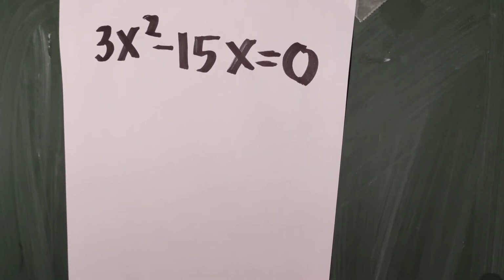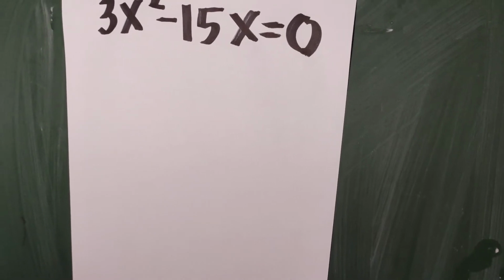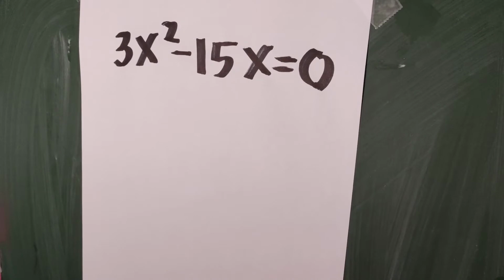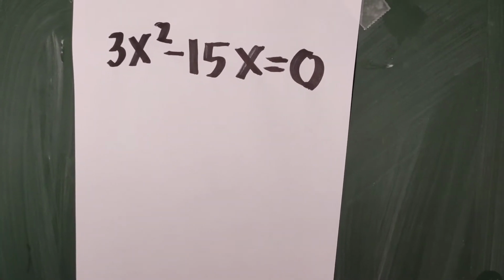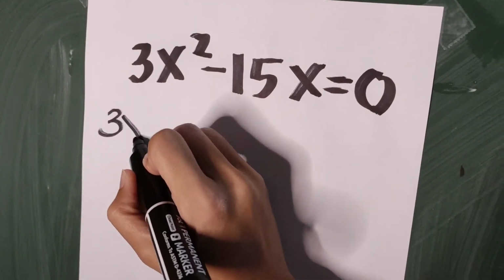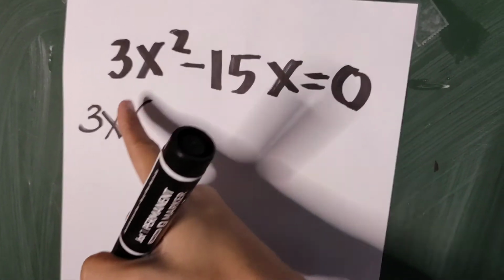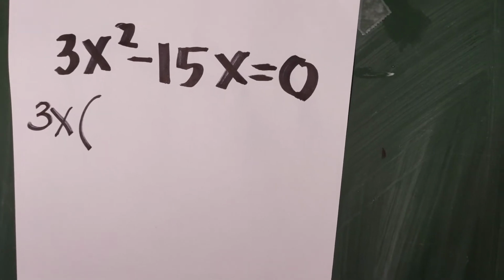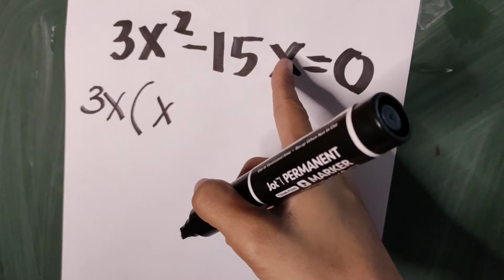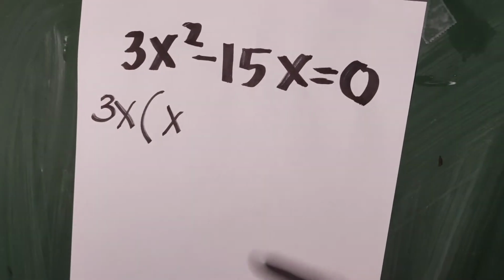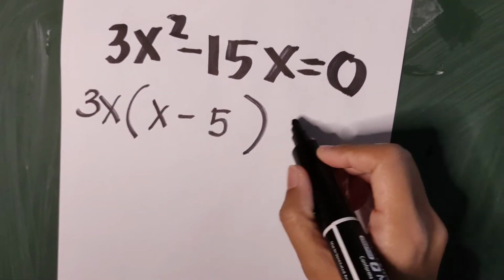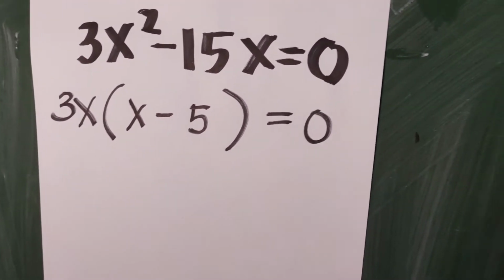So therefore, since our coefficients are 3 and 15, we can extract 3, and then the common variable is x. So bring out 3x. 3x squared divided by 3x gives us x. Negative 15x divided by positive 3x is negative 5, is equal to 0.